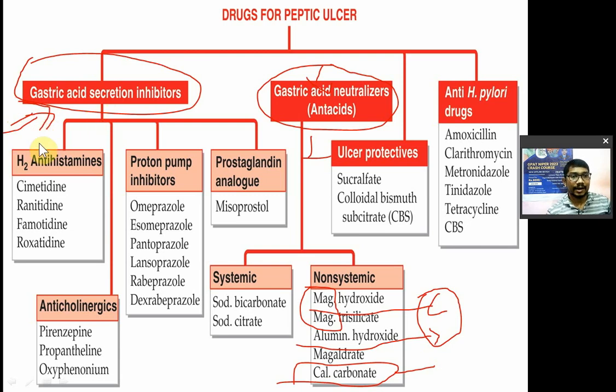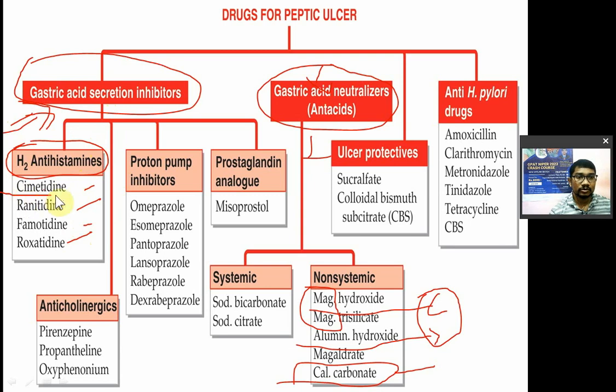So in that you have different subclasses. First, antihistaminics or H2 receptor blockers. In that you have all the dines. Histamine 2 receptor blockers, you have cimetidine, ranitidine, famotidine, nizatidine, roxatidine. So all those are the dines, histamine 2 receptor antagonists.